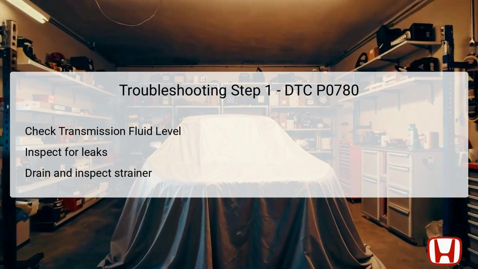The first step in troubleshooting DTC P0780 involves checking the transmission fluid level and inspecting for any leaks. Begin by starting the engine and warming it up to the normal operating temperature, ensuring the radiator fan cycles on twice. This process allows for accurate fluid measurement as fluid expands when heated. After reaching the correct temperature, assess the transmission fluid level using the dipstick. It should be at the designated mark. If the fluid level is low, this could indicate a leak or improper maintenance.